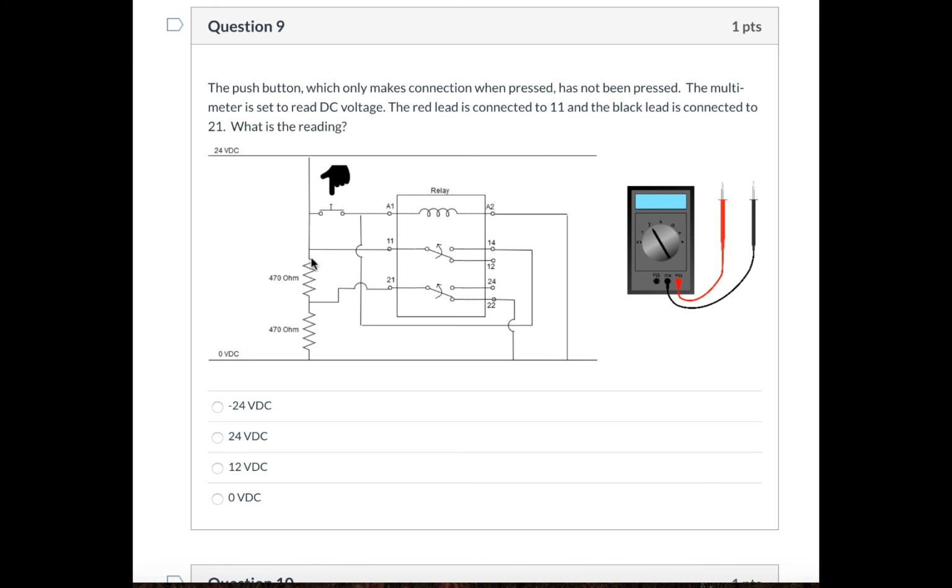So we're going to see a full 24 volts of drop across this 470 ohm resistor. So with our red lead connected to 11 and our black lead connected to 21, we're going to see that 24 volt drop across this first resistor.